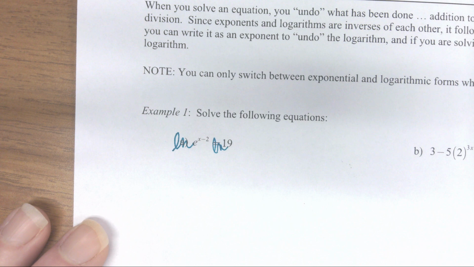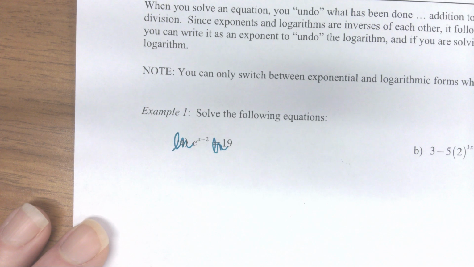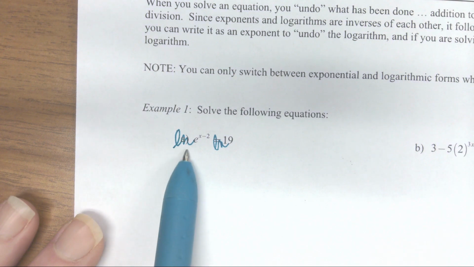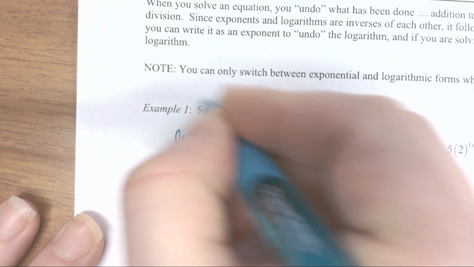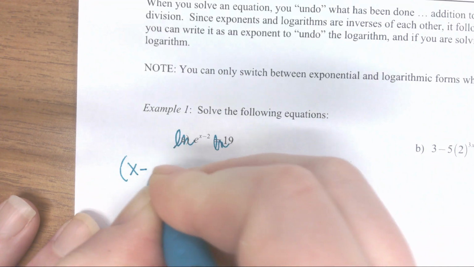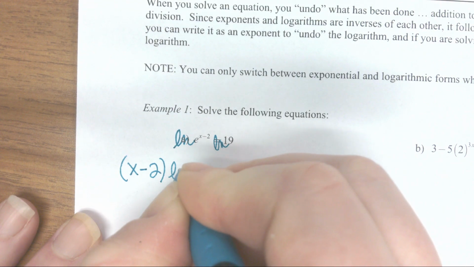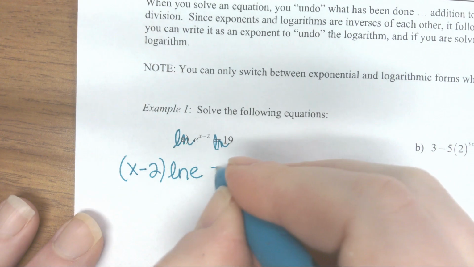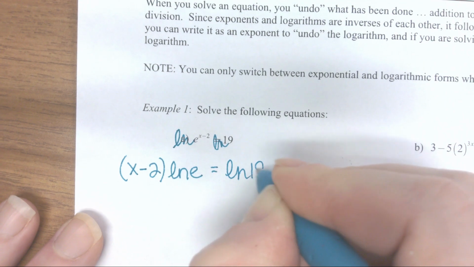My L's are cursive L's, sorry. You can make yours a lowercase l. So what is going to happen here? The x minus 2 is going to come to the front. So I have x minus 2 times the natural log of e, and on the other side, I have equals the natural log of 19.